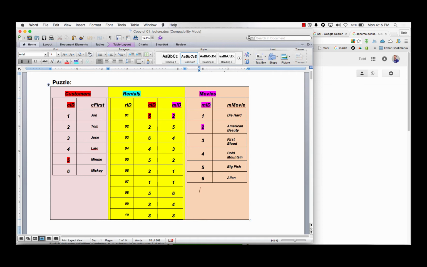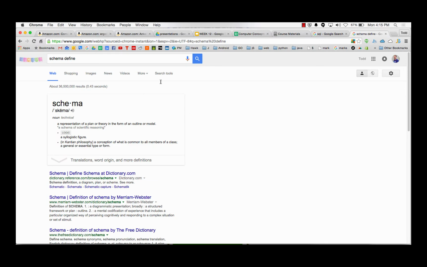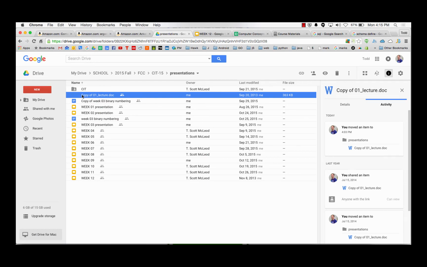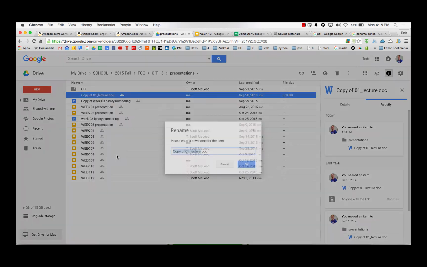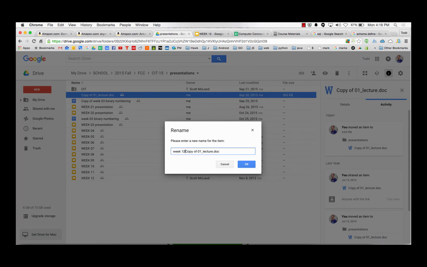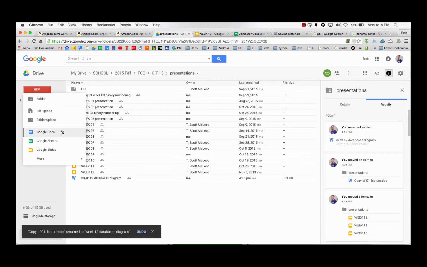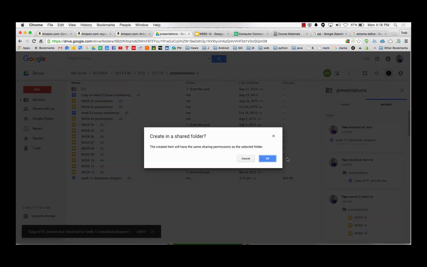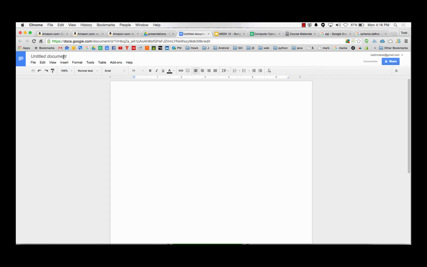This deal right here shows how a relational database, a database with a schema, works. We build tables and we connect data. So when we talk about relational databases, a database is made up of... Let me rename this. This is week 12, we're covering this. And then I'm going to create a new document. We'll call this one Week 12 Data Hierarchy.